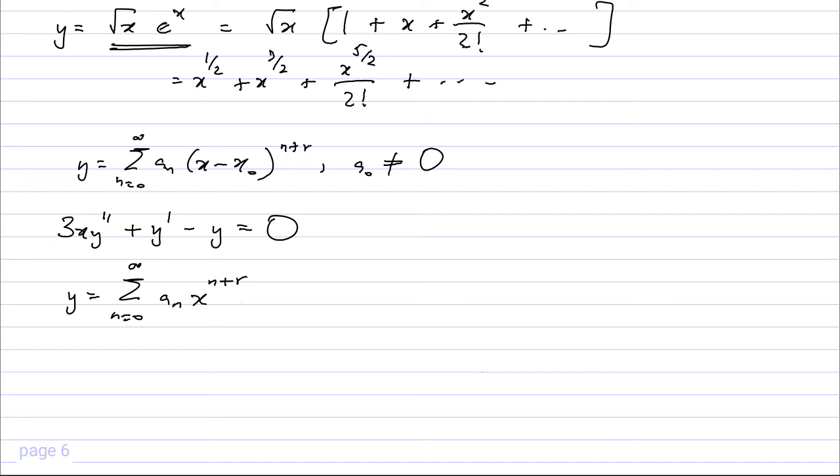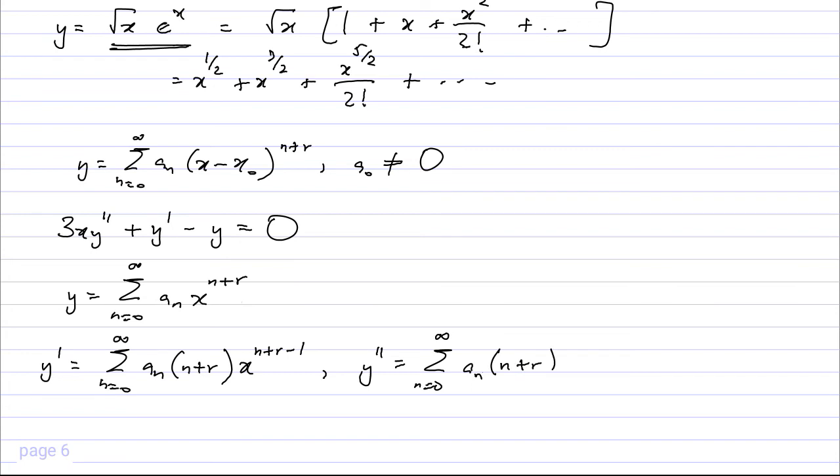Anyway, first of all, of course, you differentiate. So y prime is the sum from n equal to 0 to infinity of a n times (n plus r) times x raised to power n plus r minus 1. You also have y double prime equal to the sum from n equal to 0 to infinity of a n times (n plus r) times (n plus r minus 1) times x raised to power n plus r minus 2. So far very straightforward.